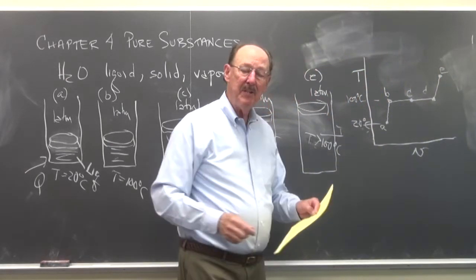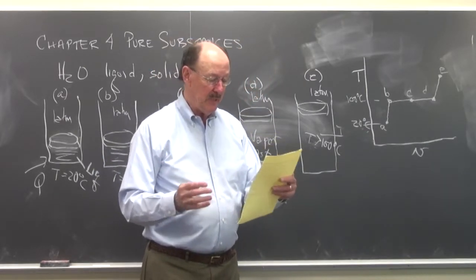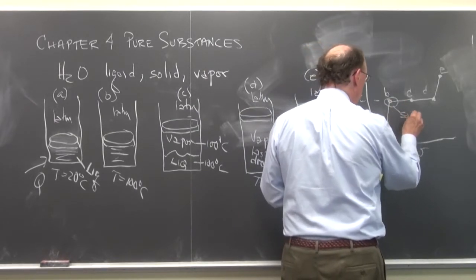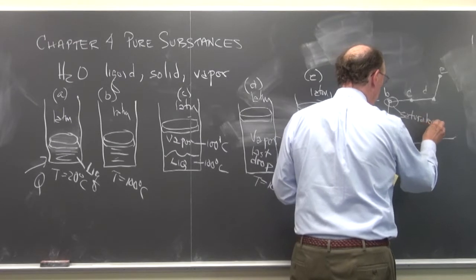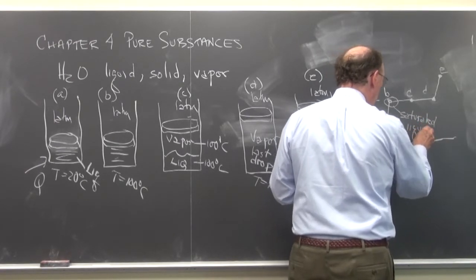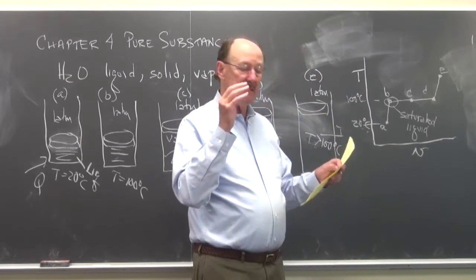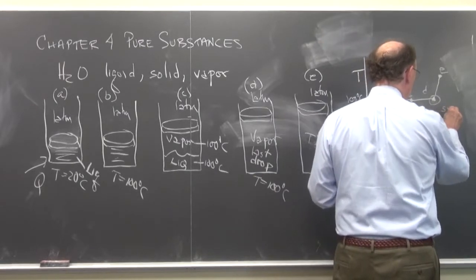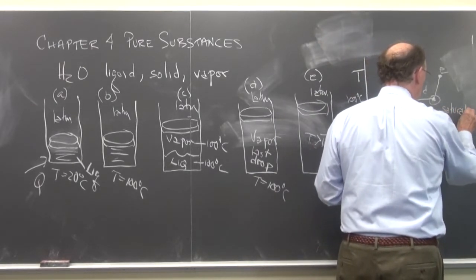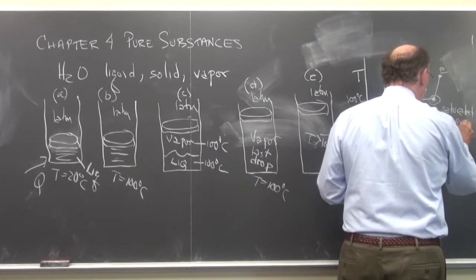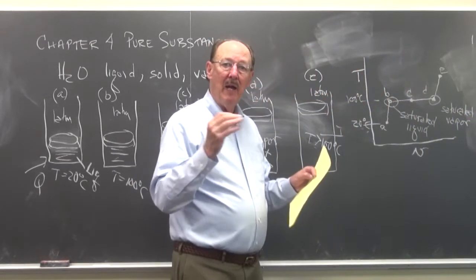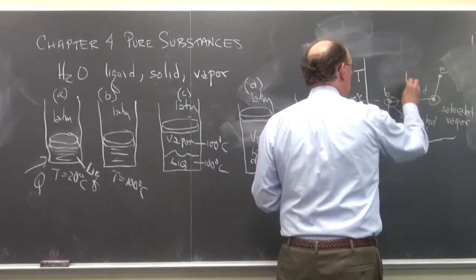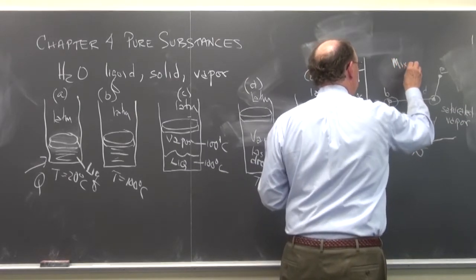And what we have is certain names that we associate with these points. So we call this a saturated liquid. That's the temperature at which it starts to boil. We call this a saturated vapor. So it's a saturated vapor, so any further heating would cause it to become superheated. This is in the mixture region. So we have a mixture here.